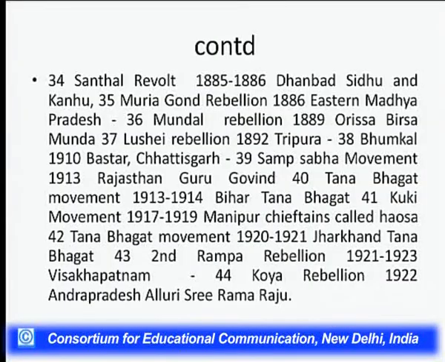participated in this resistance. So therefore, from 1885 to 1886, some other important rebellions that took place was the Santal revolt under the leadership of Sidhu and Kanhu, and they were active in and around the region of Dhanbad. Then the Muria Gond rebellion in the region around eastern UP. Then the Tana Bhagat movement 1920 to 1921. Then the Jharkhand Tana Bhagat movement. Then the second Rampa rebellion in South India from 1921 to 1923. And the Koya rebellion, in which Alluri Rama Raju played a very important role in 1922.